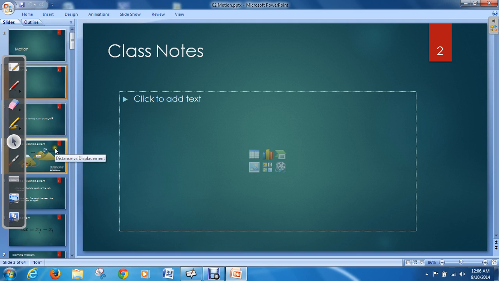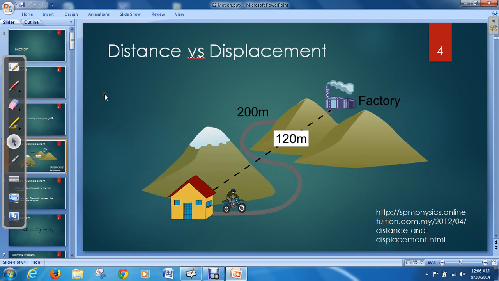So the first thing we talked about was distance versus displacement. We use these two terms a lot in physics, and to show the difference, let's look at this motorcyclist as he travels along this path to get to the factory for work. His distance is this total length he traveled along the path, whereas his displacement is the distance just between the house and the factory, or as the crow flies, you could say. So that's how we distinguish.